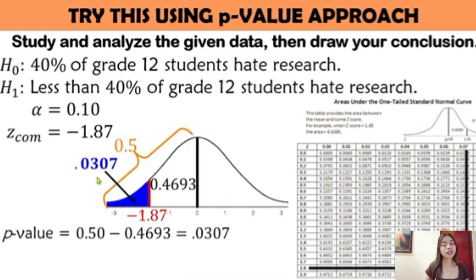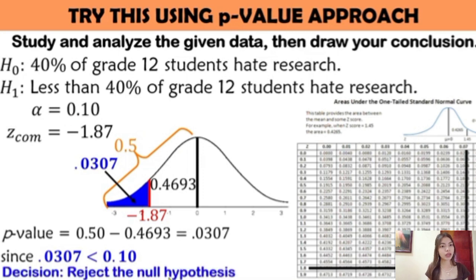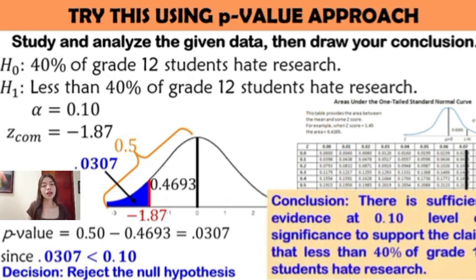Now let us decide. Since 0.0307 is less than 0.10, the alpha level, the decision is to reject the null hypothesis. And for a conclusion, since we reject the null hypothesis, it means that we have sufficient evidence at 0.10 level of significance to support the claim that less than 40% of grade 12 students hate research.